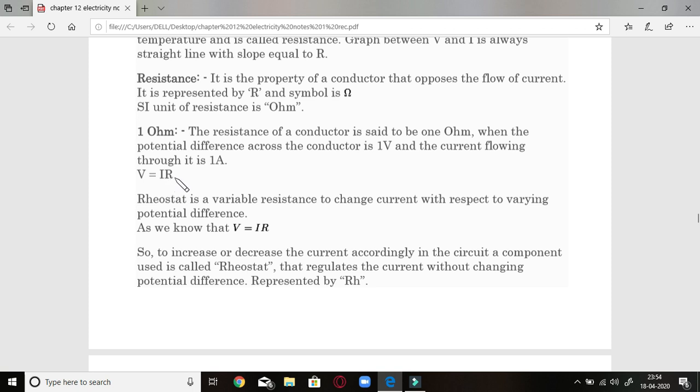Let us see what is written here. The resistance of a conductor is said to be 1 ohm when the potential difference across the conductor is 1 volt and the current flowing through it is 1 ampere, right?